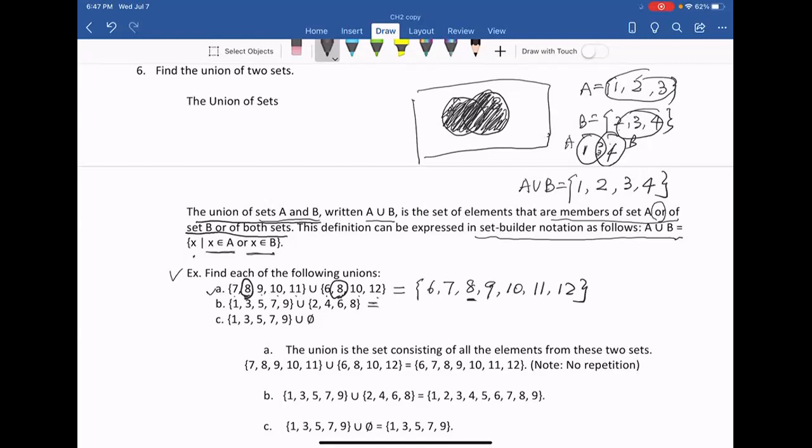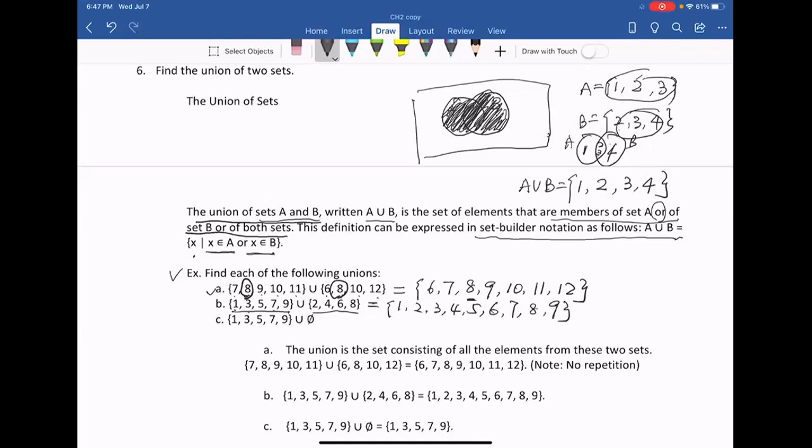Next one. The first set is 1, 3, 5, 7, 9. Second set 2, 4, 6, 8. The union is 1, 2, 3, 4, 5, 6, 7, 8, 9.